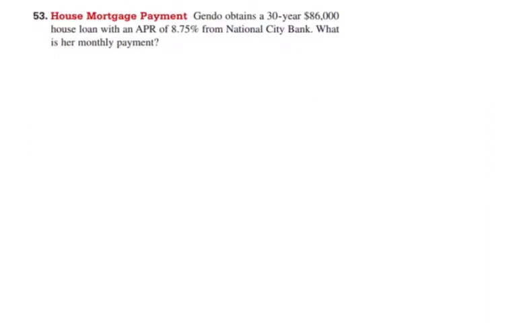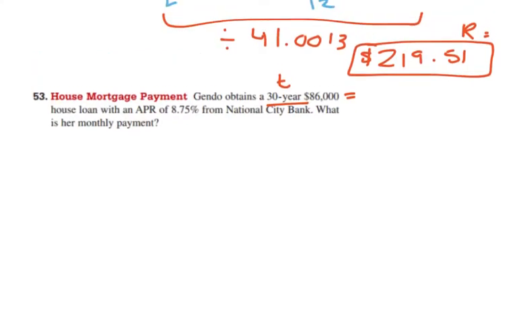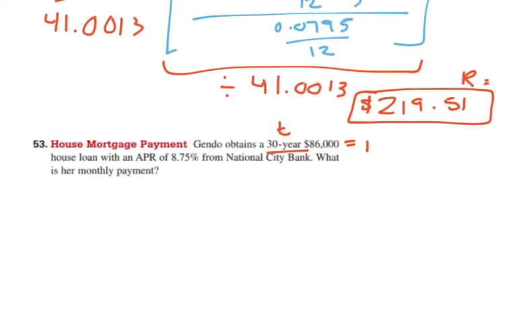Alright, the last one is house mortgage payment. Gendo obtains a 30-year, so that's our time frame, $86,000, so this must be a small house or not in central Minnesota here. So $86,000, and that's going to be the value that they're getting the loan for right now, because technically you pay for the house up front. It's just that the mortgage is who you got that payment from. So anyway, we have money now to pay for it, and now we're going to pay it down. So that's our present value.